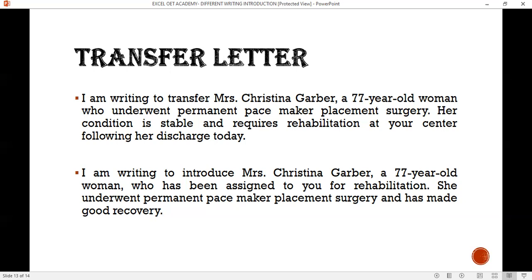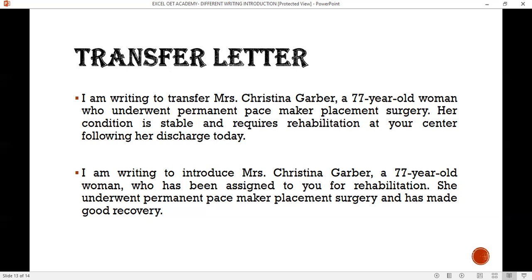Remember I said you can mix this. Either you write the purpose of why you're writing the letter first, and then come later to write what was done, or what the diagnosis was, or what she was being managed for. So I am writing to introduce Mrs. Christina Gaba, a 77-year-old woman who underwent permanent pacemaker placement surgery. You see where I mixed it now. Here I removed the assignment for rehabilitation and wrote the condition she was managed for. You are also correct. This is not cast in stone.